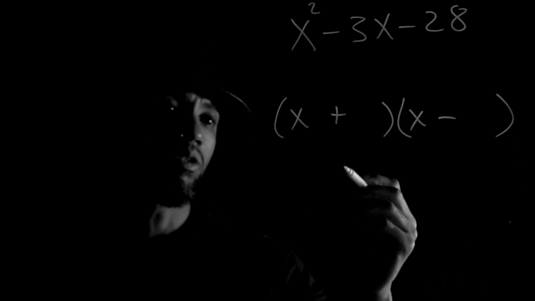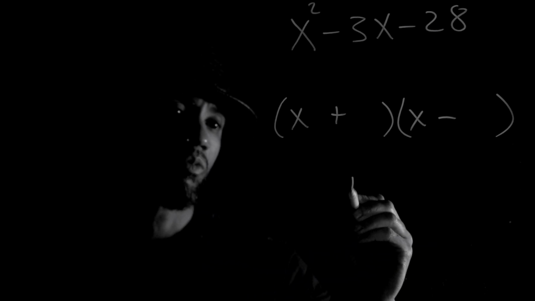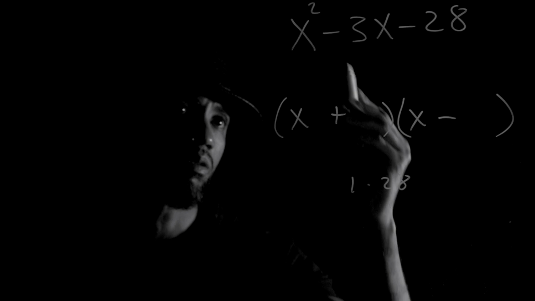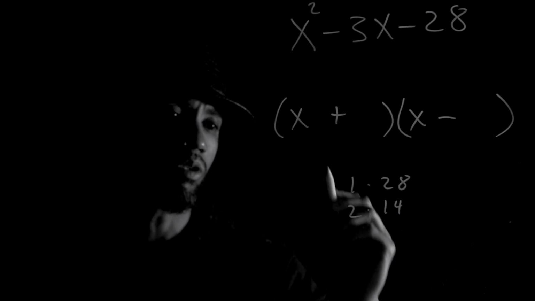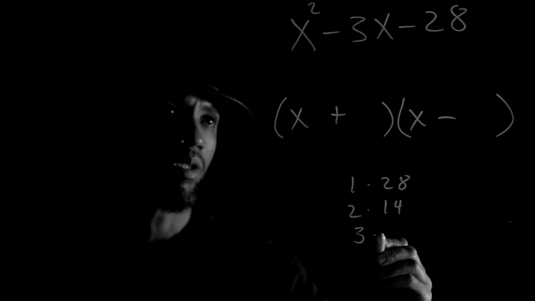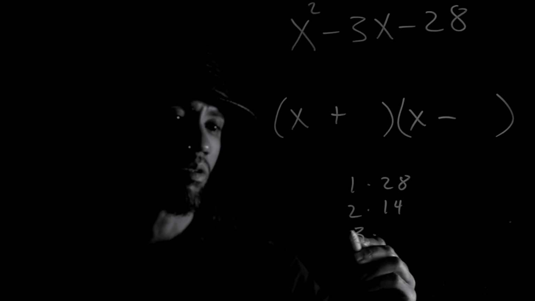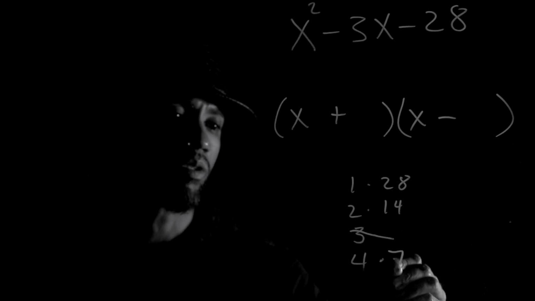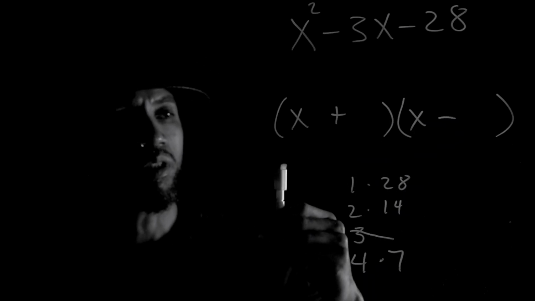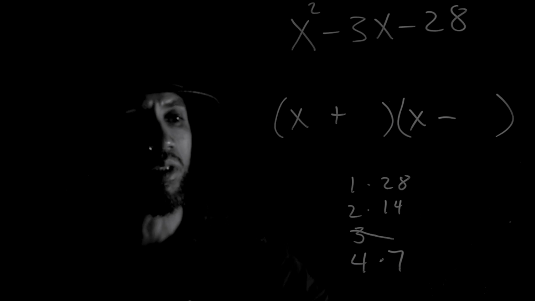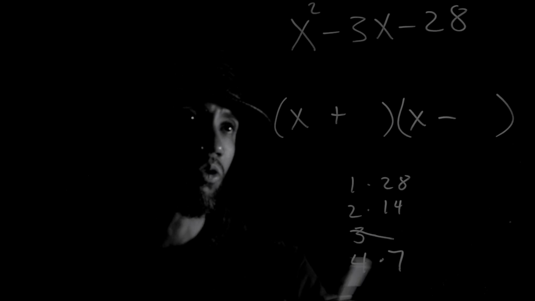Let's see. You want to start with 1. 1 times 28, there's no way you'll get 3. 2 times 14, good luck. 3 times nothing, good luck. 4 times 7. Oh yes, 7 and 4 do get 28. With 7 and 4, we could find a way to get negative 3. So these two work.